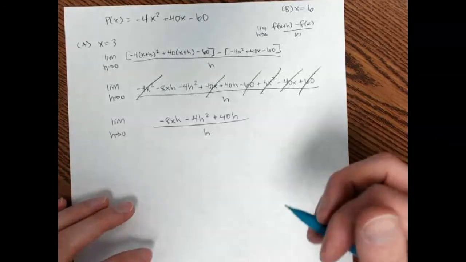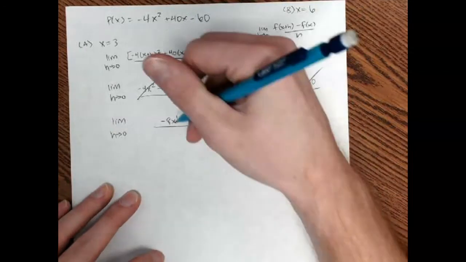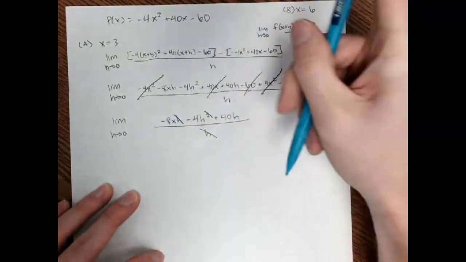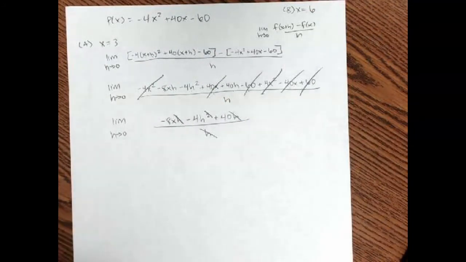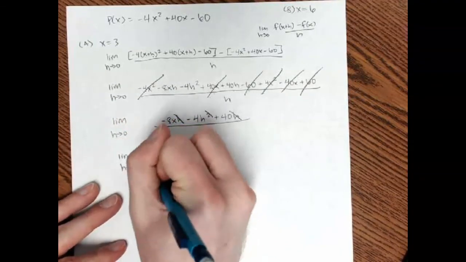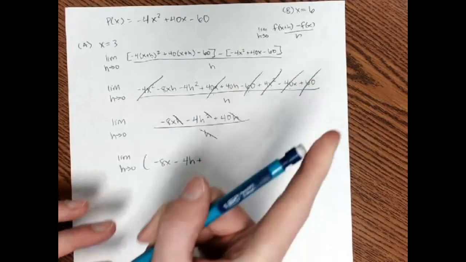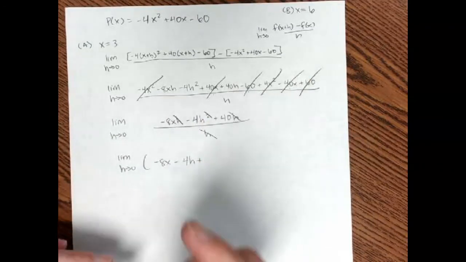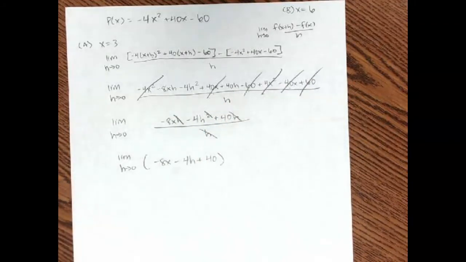Typically, what I do, though, is I just think, hey, I'm going to cancel one h from the denominator. That means every single term in the numerator also has to be reduced by 1h. Factor it out, cancel it in the front if you want, or just make sure you reduce every term in the top by 1h. And let's see what we got left over. Negative 8x minus 4h plus 40. And then finally, we got that h out of the denominator. Now I can evaluate the limit.